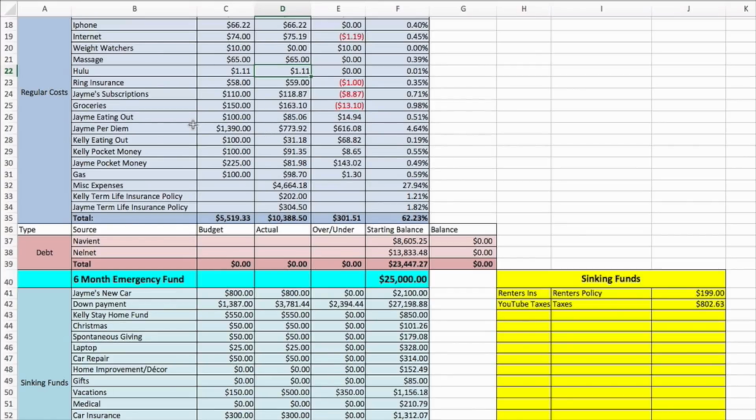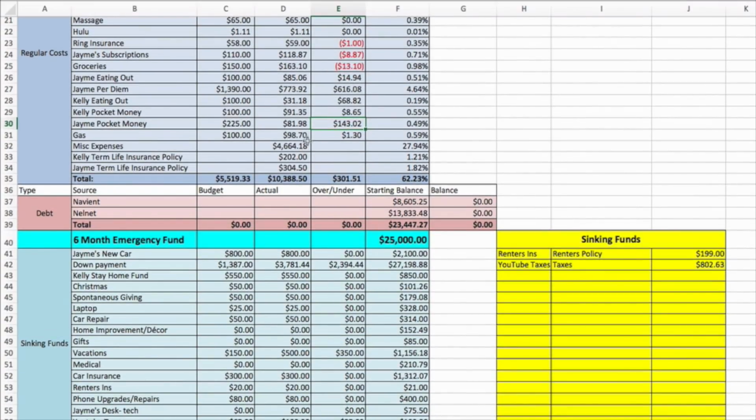Guys, can we just take a minute and look at this right here? So Jamie eating out, he was $14.94 under, $616.08 under, and then $143.02 under. He is doing incredible. I'm so proud of him. Now granted, he's been working a lot and doesn't really have time to shop, or eat out as much, but I'm so proud. So that is a huge accomplishment. We are so excited about getting the house.